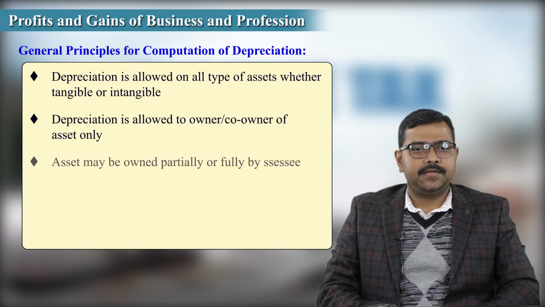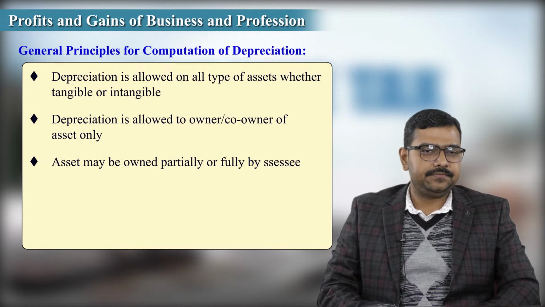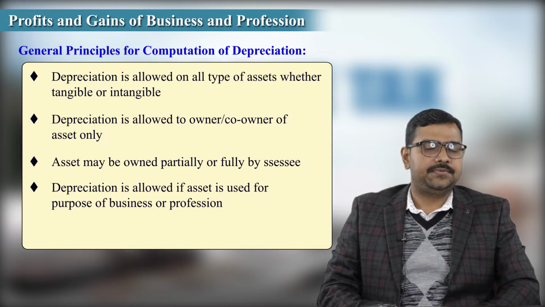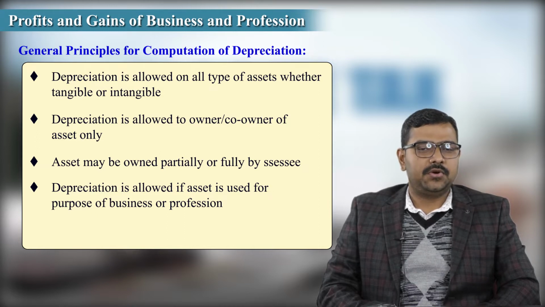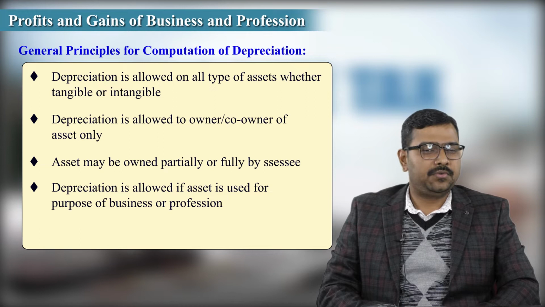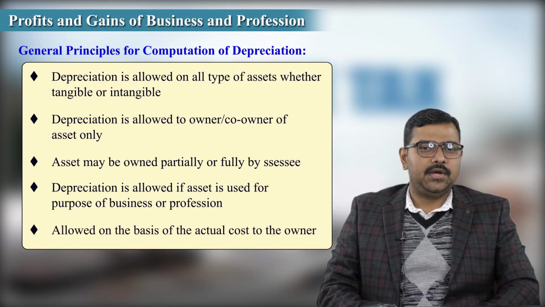Point 3: The asset may be owned partially or fully by the assessee. Point 4: Depreciation is allowed if the asset is used for the purpose of business or profession. If the asset is not used for business or profession, then depreciation shall not be allowed to be debited to the profit and loss account. Point 5: Allowed on the basis of the actual cost to the owner. So depreciation shall be calculated on the actual cost to the owner.